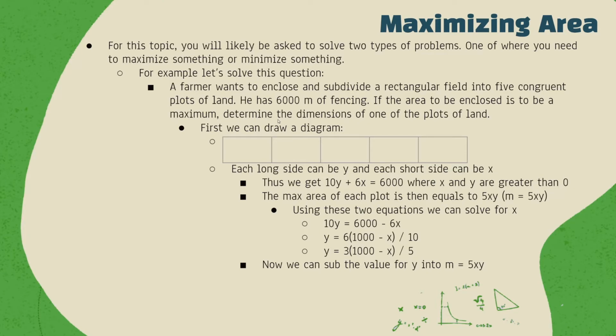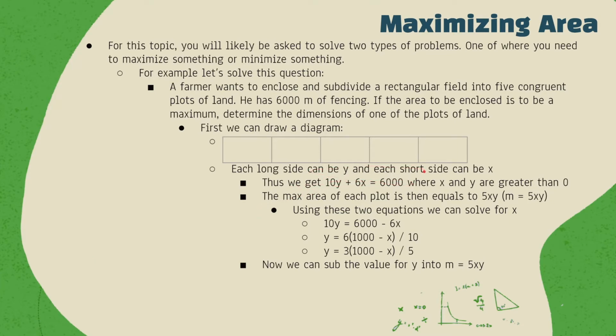So first, let's draw a diagram because this usually helps us visualize. So this is kind of what's going on. Over here, I said that each long side, so this side right here, could be y, and the shorter sides, so these, could be x. Then we could create an equation.